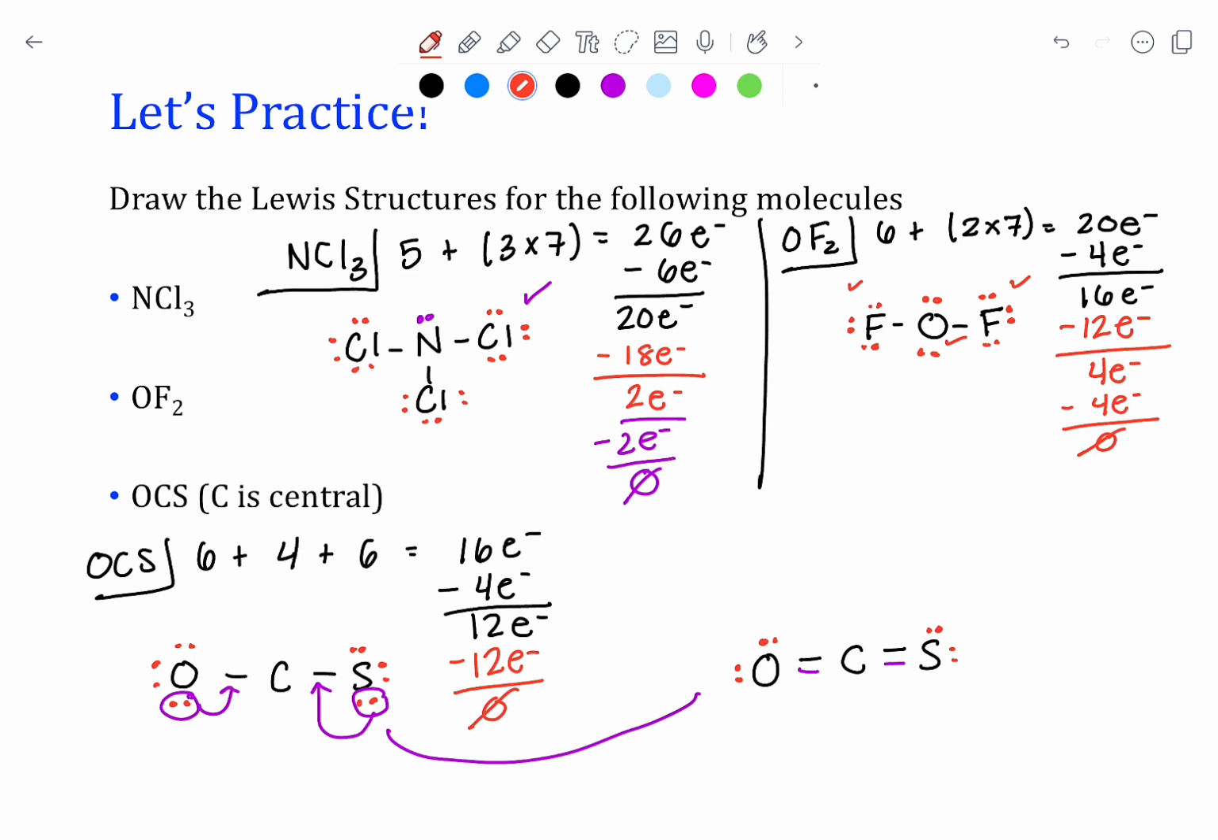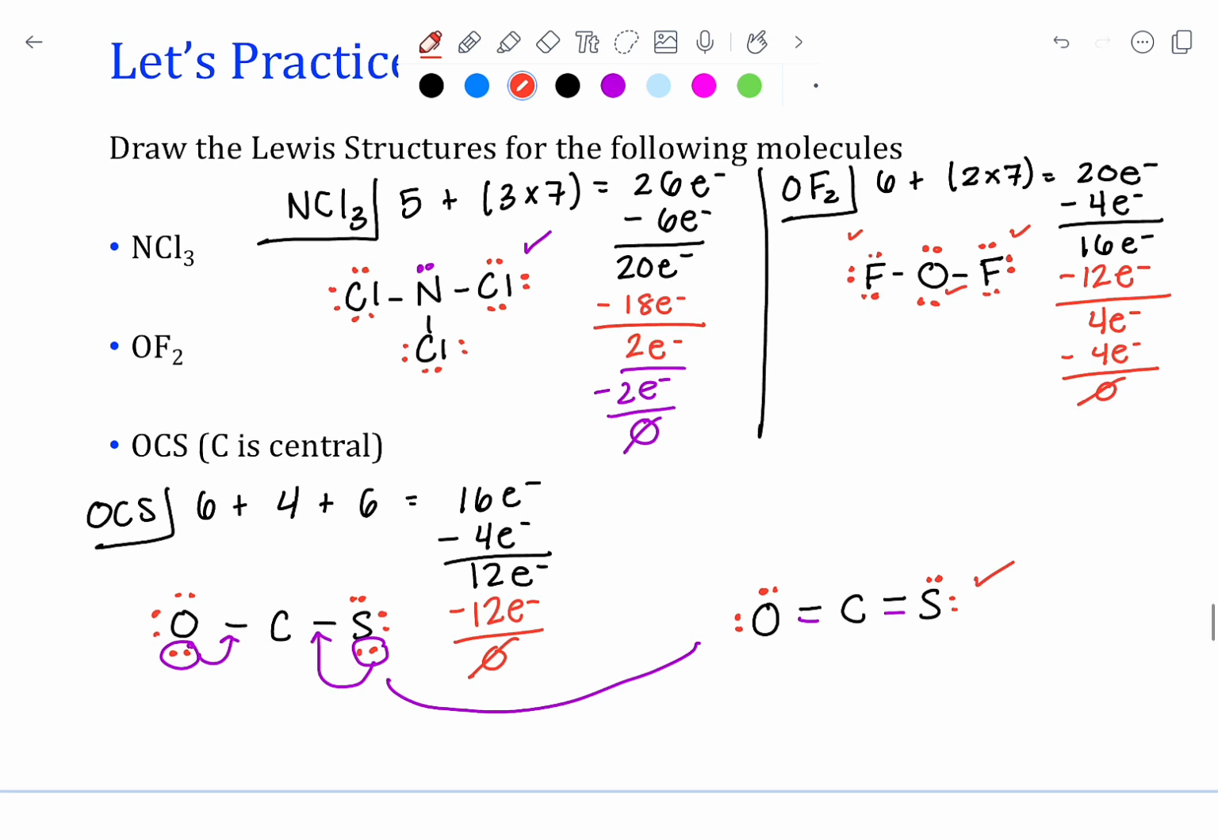That doesn't change my octet because the oxygen still has 8, the sulfur still has 8, and the carbon now has 8. So my final structure of OCS is O double bond C double bond S, with oxygen and sulfur both having 2 lone pairs. So that's my final structure.